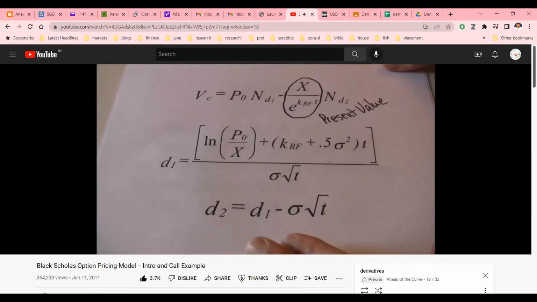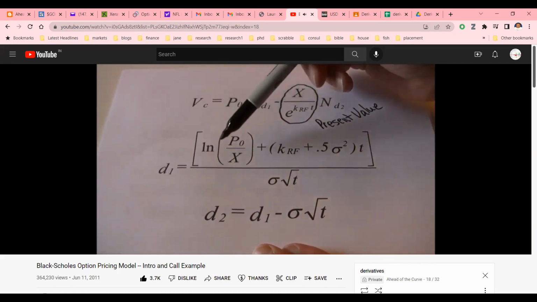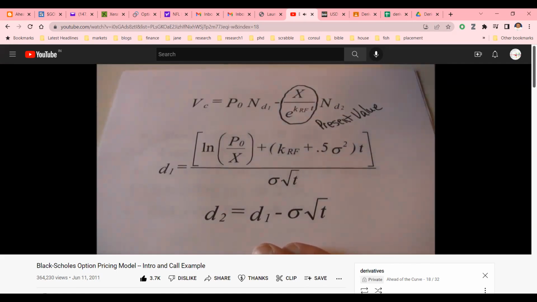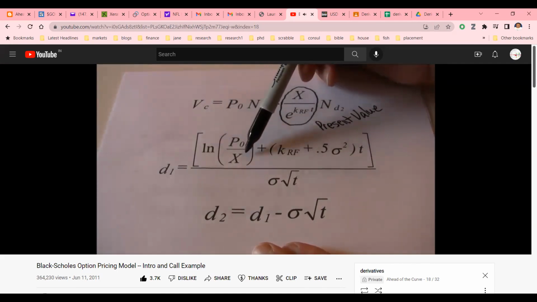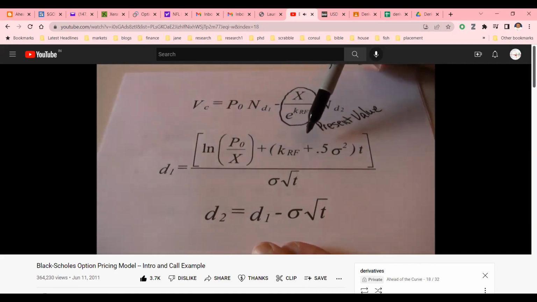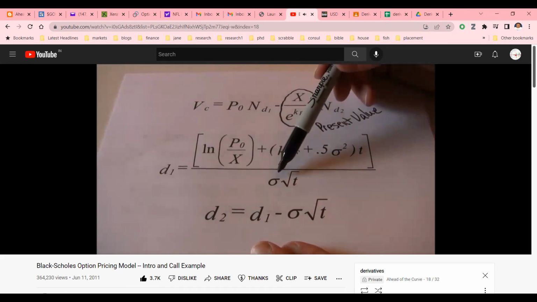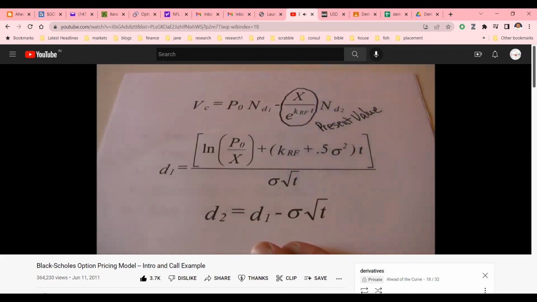Now, in order to get the value of the call, we need d1 first. And so we've got a formula for d1 that looks like this. It's the natural log of the current stock price divided by the strike price, plus the risk-free rate plus 0.5 times the standard deviation of the underlying stock squared, all that times time, divided by the standard deviation times the square root of time. Now, a couple things I want to mention here.